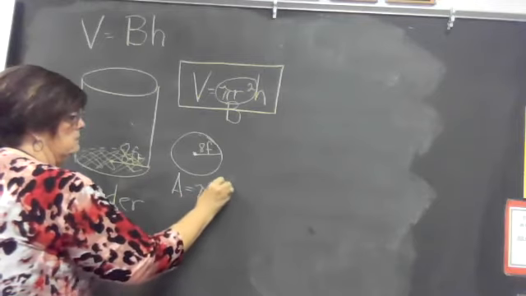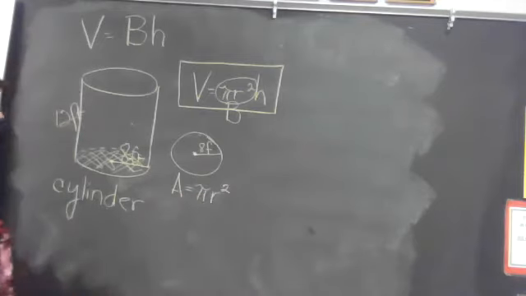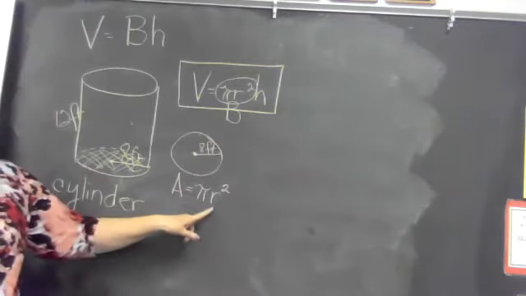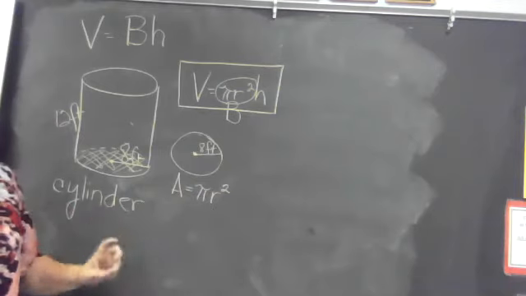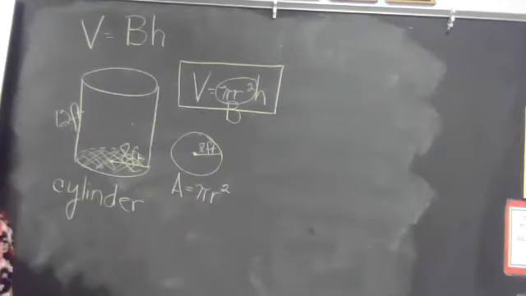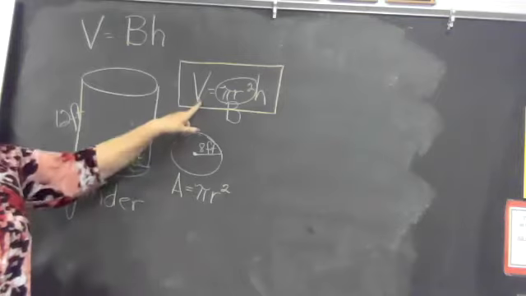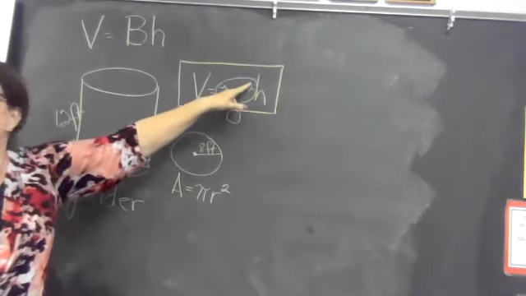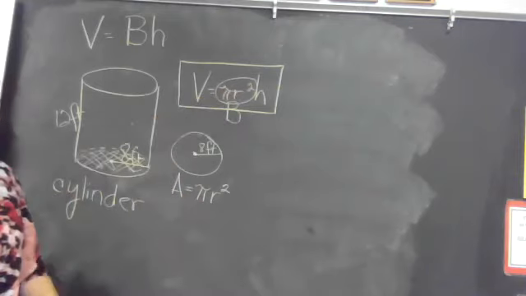Area equals pi r squared. The r is the radius, squared. Pi r squared. Here it is. This is the first part of the volume formula, which is to find the area of the base.